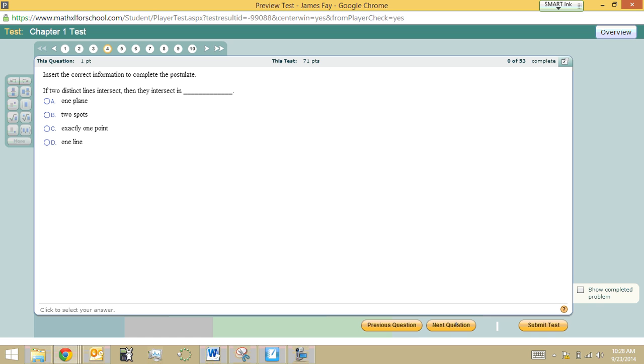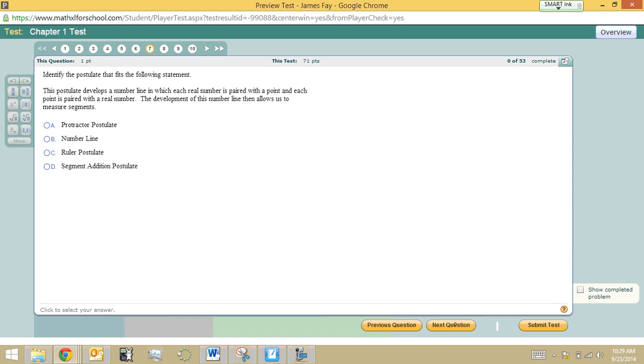If 2 distinct lines intersect, then they intersect in exactly 1 point. That question should not be on there twice. Through any 3 non-collinear points, there is exactly 1 plane.